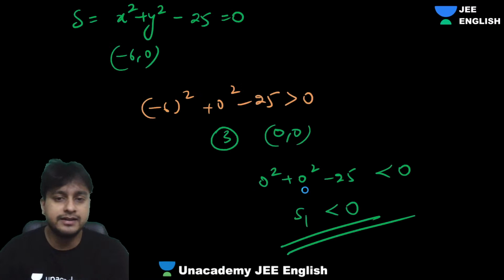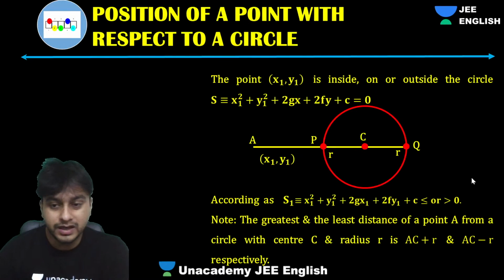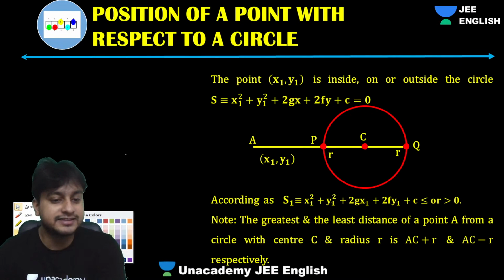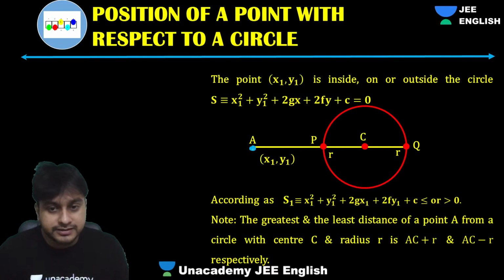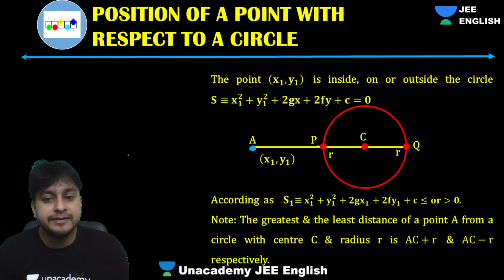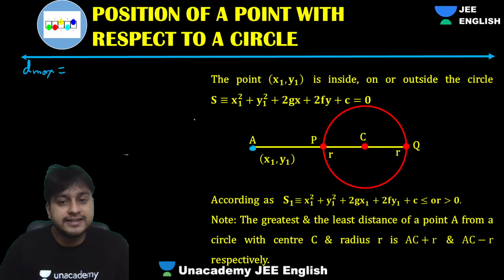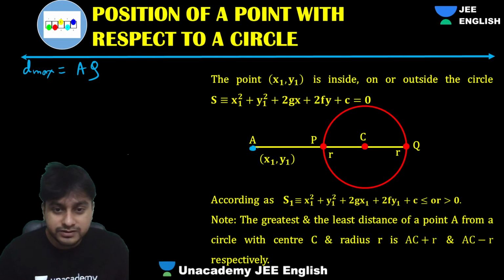Very simple, right? You're just putting in this equation. Fine. Now, guys, one more logic is there. Let's suppose somebody asks you the distance, that is also one important property, the maximum or minimum distance. What is the maximum distance and minimum distance of point A from the circle? Can I say D max will be AQ? That is what AQ is, the maximum distance.